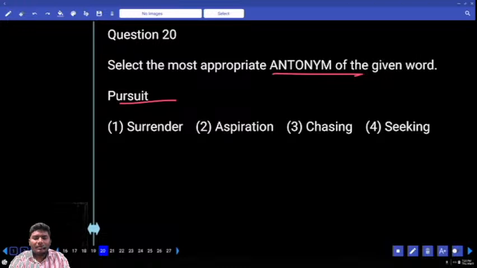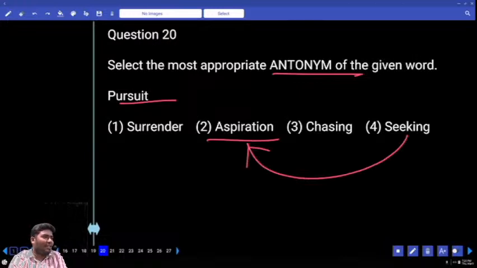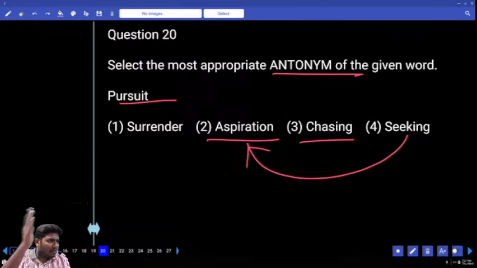We need antonym. See, aspiration, aspirants. What is an aspirant? An aspirant is nothing but a person who seeks something, who tries to get something. You all are called aspirants. Why? You are all job seekers. Yes or no? You are trying to get something, so you are an aspirant. Chase in the sense, run after something. Police run after something. Police are trying to get somebody. Of course, just like you are behind the job, you are trying to get the job.